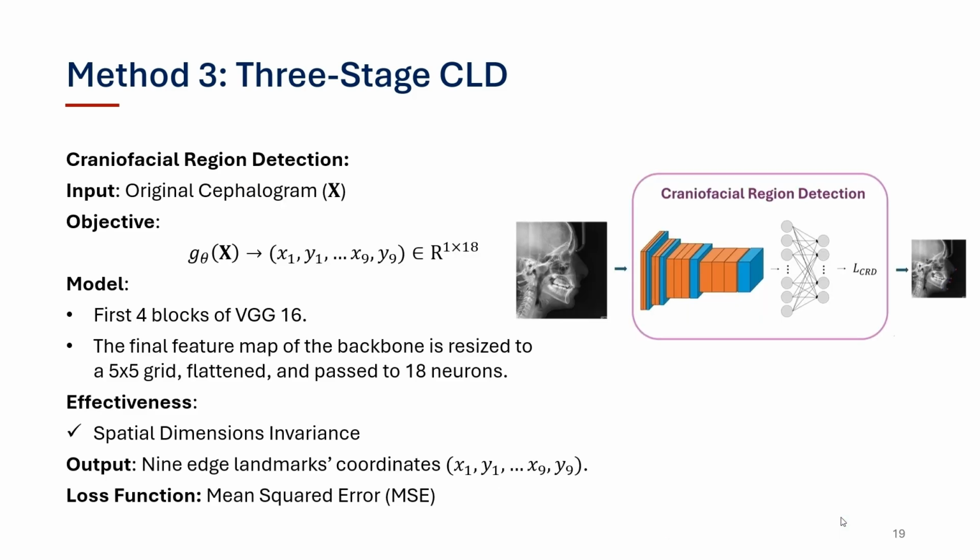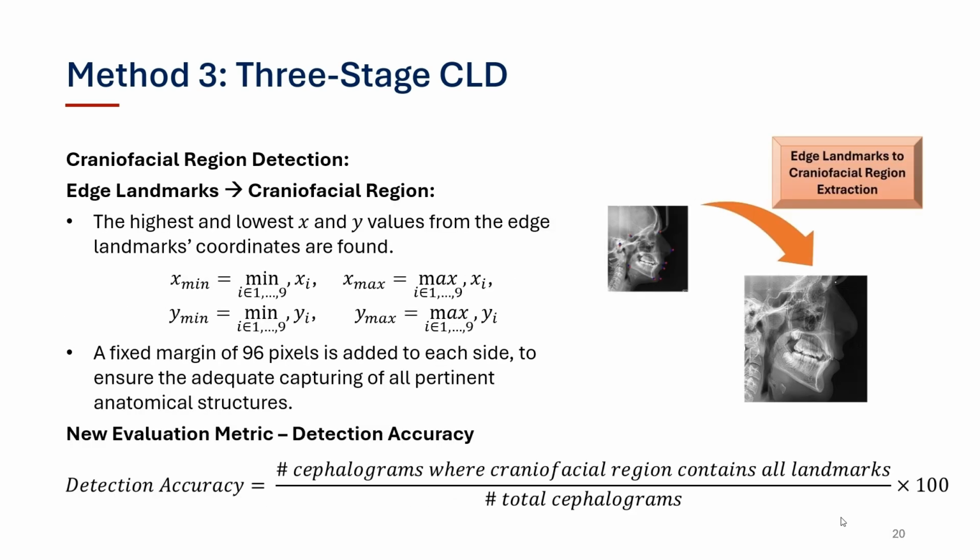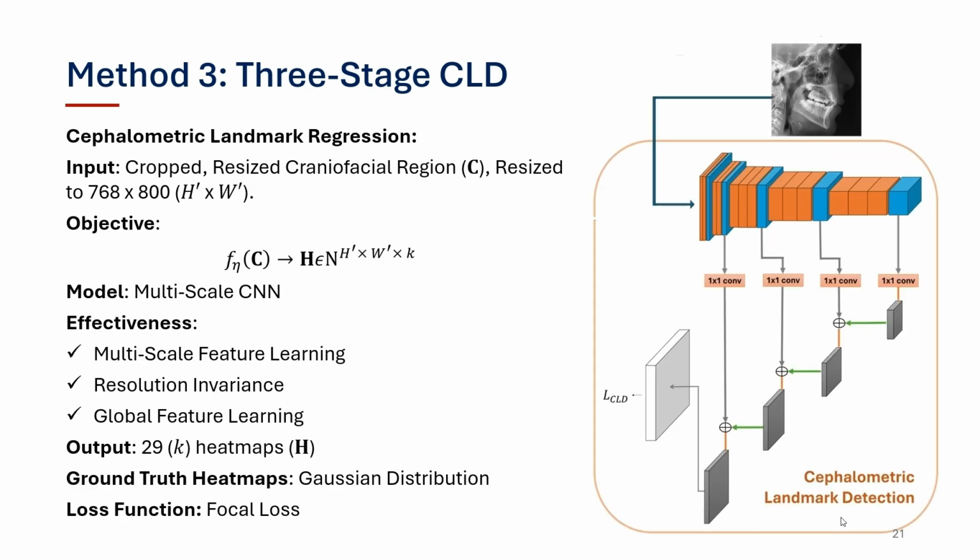To look with a deeper lens, the input to the first craniofacial region detection stage is the original cephalogram. This stage allows for spatial invariance, and the output is the 9-edge landmark locations, which are then used to extract the craniofacial region based on the minimum and maximum x and y values. The extracted craniofacial region is evaluated using detection accuracy, which is a new evaluation metric proposed in this work. The extracted craniofacial region serves as the input for the cephalometric landmark detection model, which contains the backbone feature extractor and semantic fusion block for multi-scale feature learning and global feature learning, introducing resolution invariance. The output for this stage is the 29 heat maps, each corresponding to one landmark.